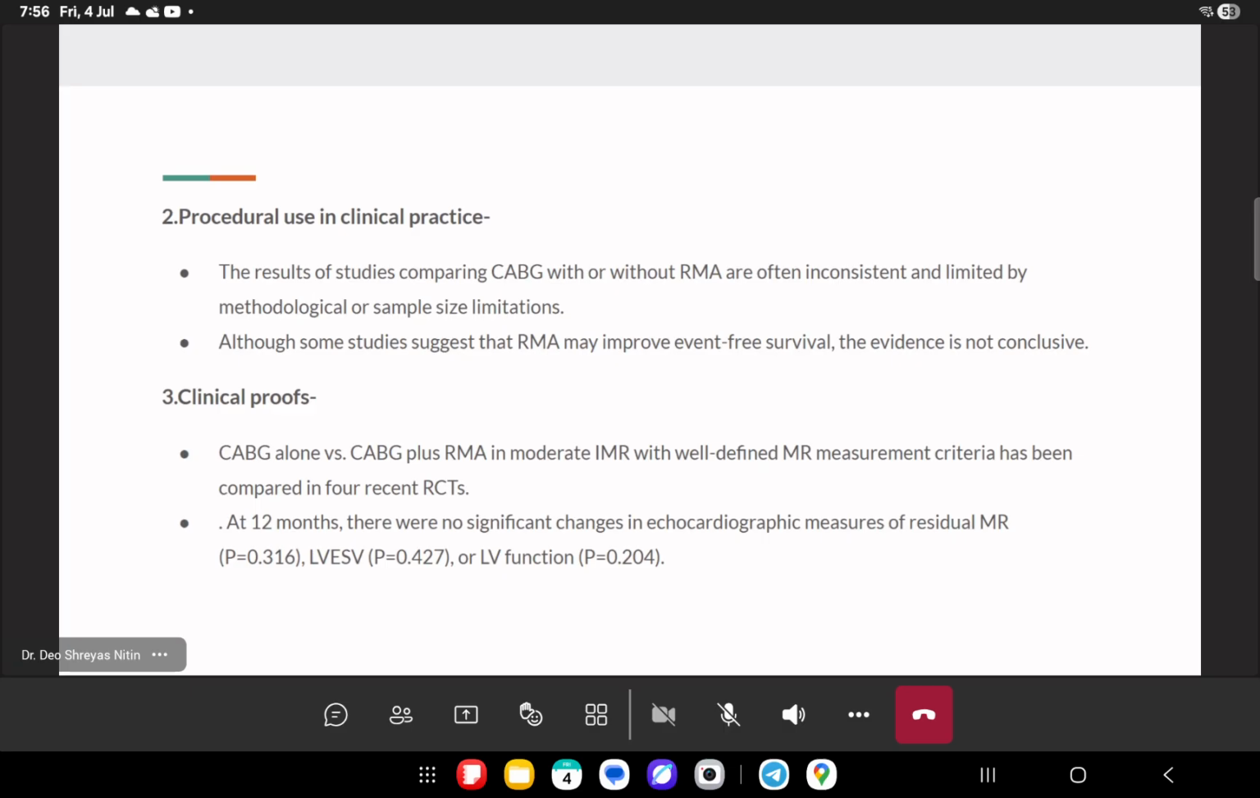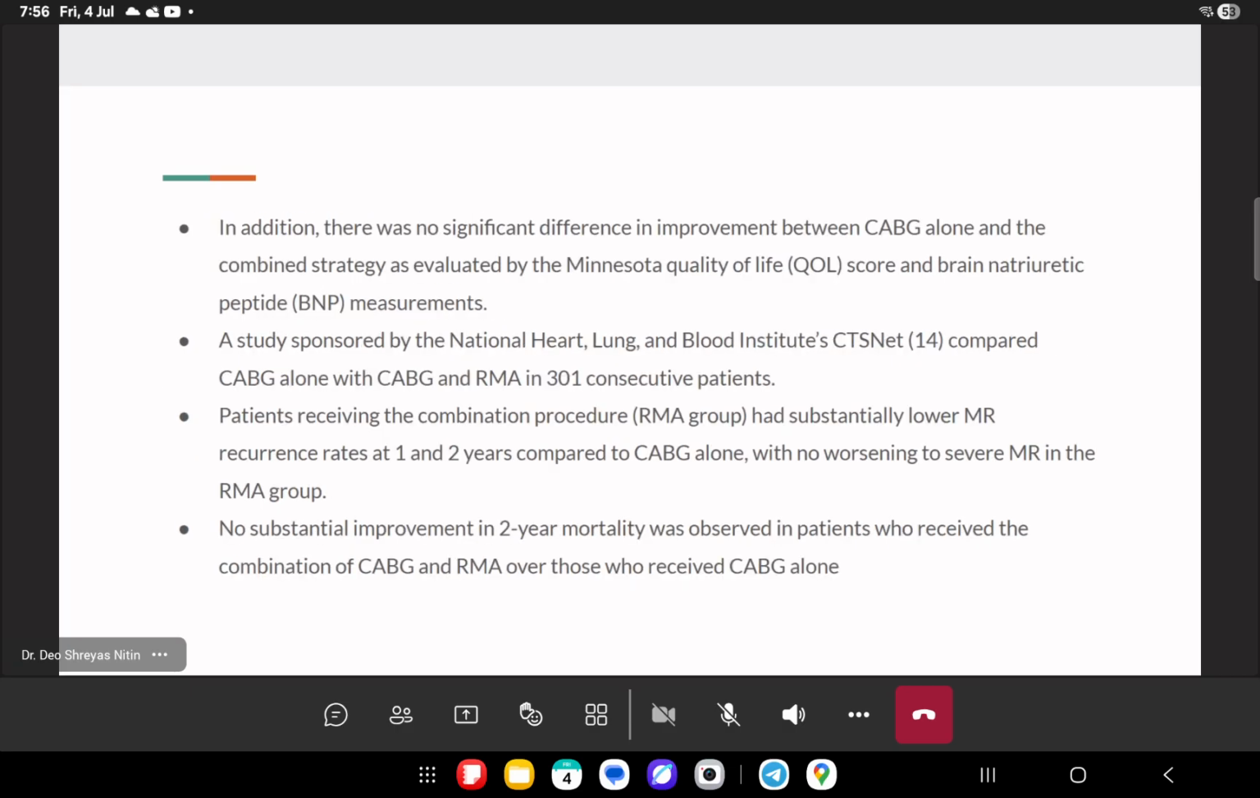At 12 months, there were no significant changes in echocardiographic measures of residual MR. In addition, there was no significant difference in improvements between CABG alone and combined strategy as evaluated by Minnesota Quality of Life score and brain natriuretic peptide measurements.